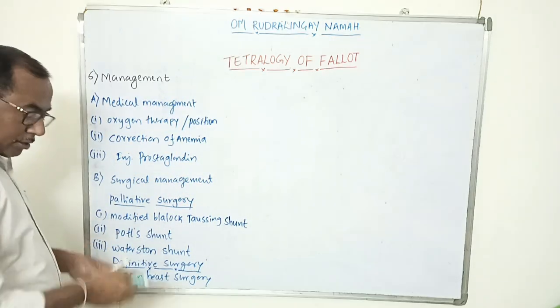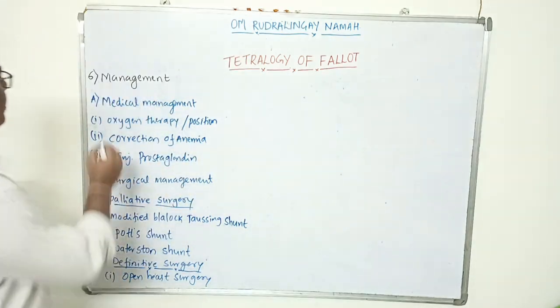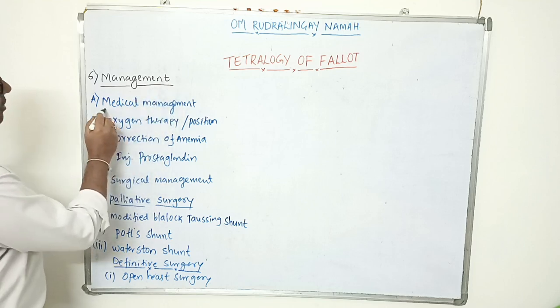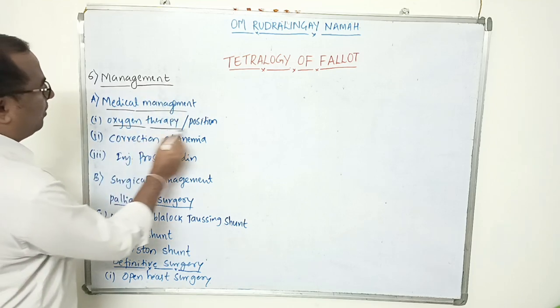So the management of tetralogy of Fallot consists of, first one, medical management. In medical management, first one is oxygen therapy.